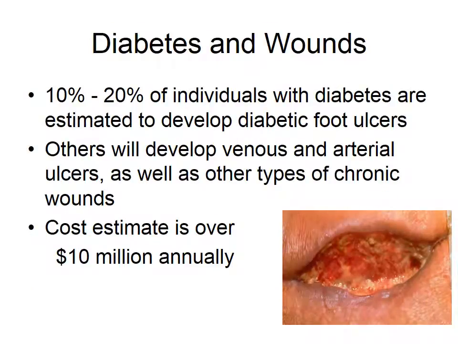It is estimated that 10 to 20% of individuals with diabetes will develop diabetic foot ulcers. In 2001 dollars, if an amputation is needed, the cost of care ranges from $23,700 for a toe amputation to $51,200 for an above-the-knee amputation. Costs obviously would be higher today. Additionally, other problems may arise that result in a wound. The annual cost of care is estimated to be over $10 million.